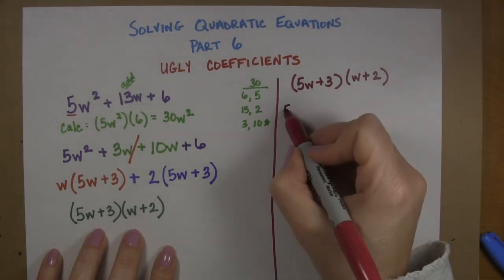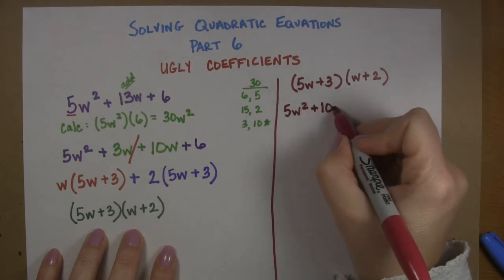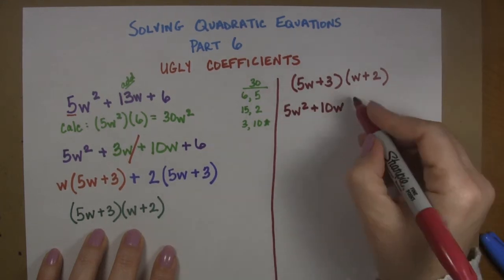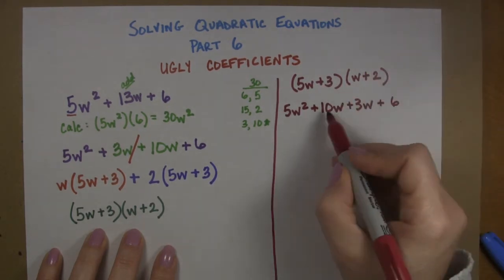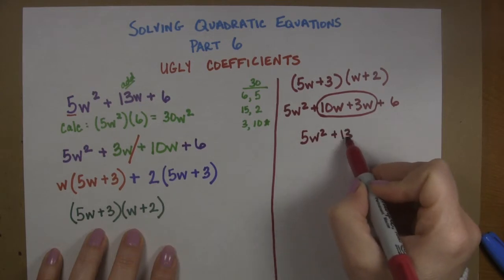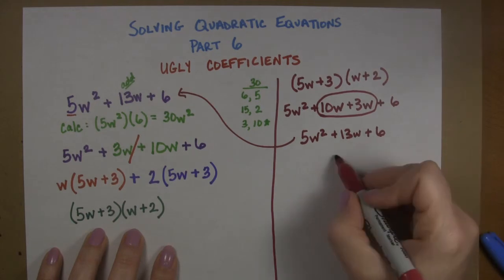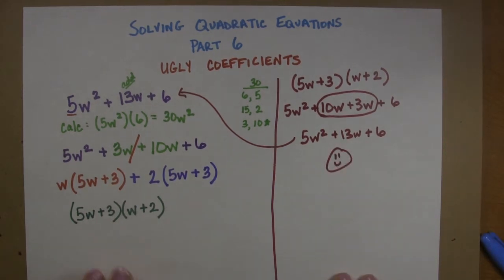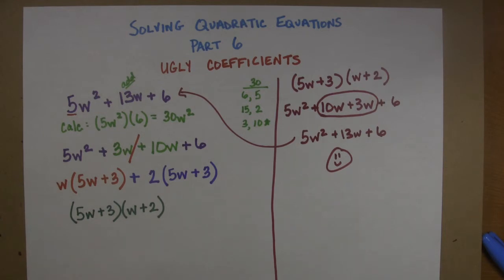5w plus w gives you 5w squared. 5w plus 2 gives you 10w. 3 times w gives you 3w. And 3 times 2 gives you 6. We're going to combine these like terms. 5w squared plus 13w plus 6. That is the formula that we started with, which means we are happy campers. We have managed to factor this very ugly equation with our ugly coefficient.